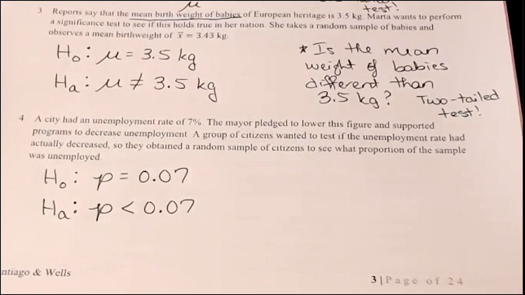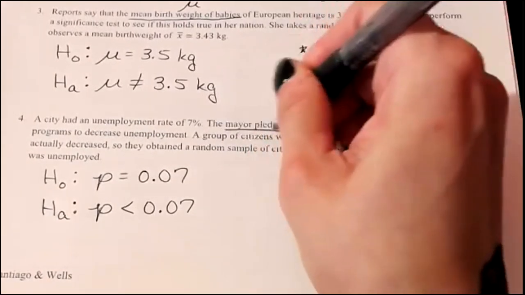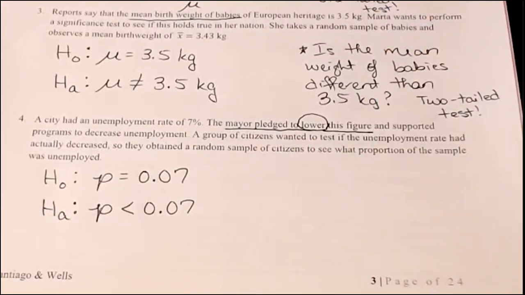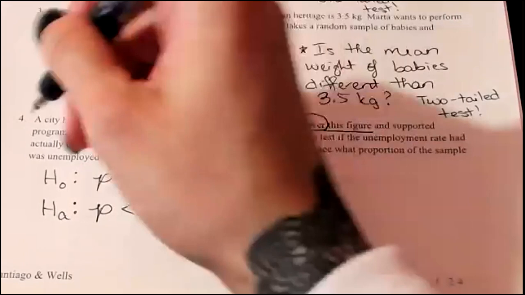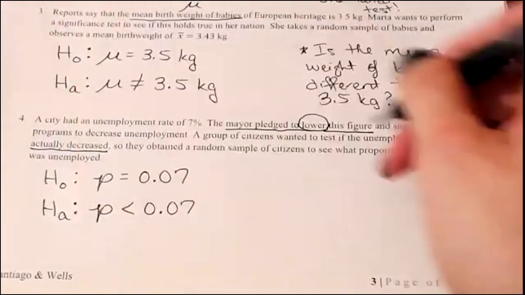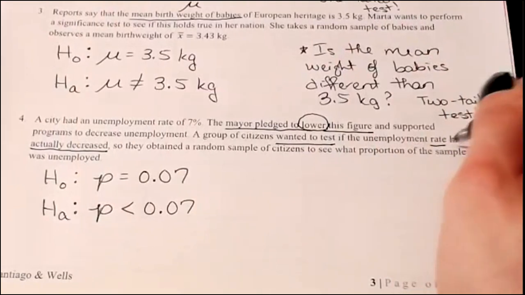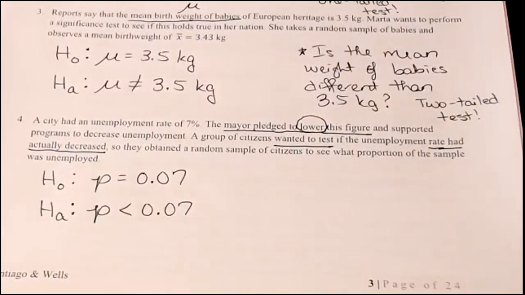Awesome. That is okay. I'm going to underline here that the mayor pledged to lower this figure. And then the group of citizens wanted to test if the employment rate had actually decreased. So that's their goal. They wanted to test if the rate had actually decreased. So they want to know, is it less than 7%?